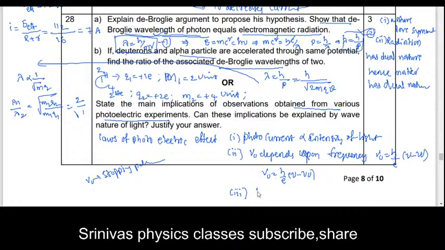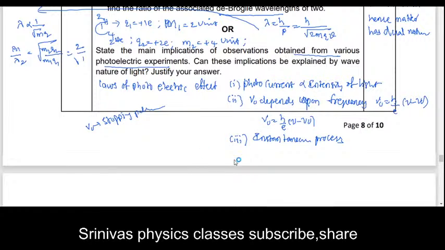This photoelectric effect is an instantaneous process. Instantaneous means when light falls, at that moment, immediately the electron is emitted. And the next one is: if the frequency of incident radiation is less than the threshold frequency, no electron is emitted from the metal surface. These are the laws of photoelectric effect. These are not explained by wave theory.